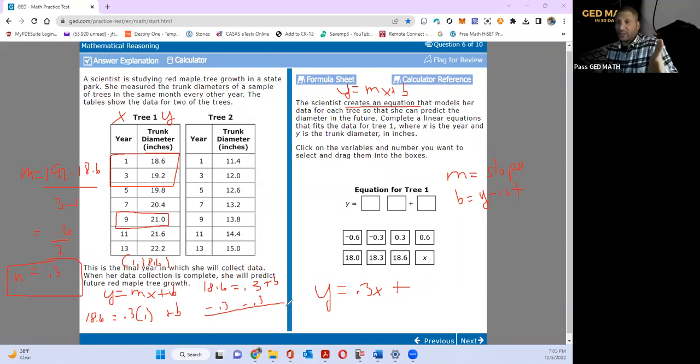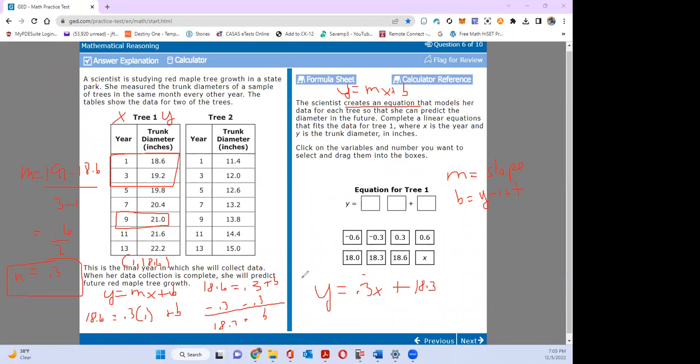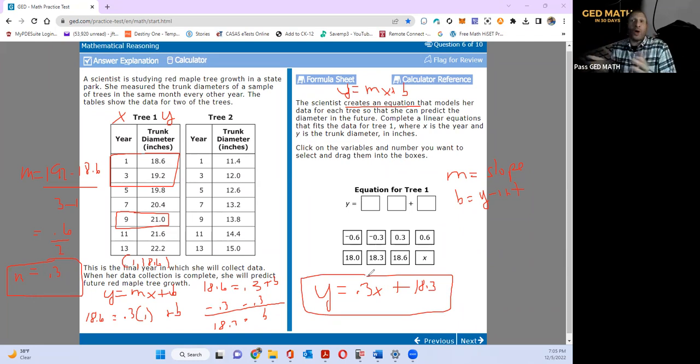When you're subtracting decimals, you have to line up the decimal and you subtract. So I get 18.3 is equal to b. I know my slope is 0.3. I know my y-intercept is 18.3. Look at that. Done. That's your equation of line. That's how you do it. So Amani, if you want to know how to do this because your teacher doesn't know how to do it, now you know how to do it. If they ask for the equation of a line, you need two things. You need slope and you need the y-intercept.